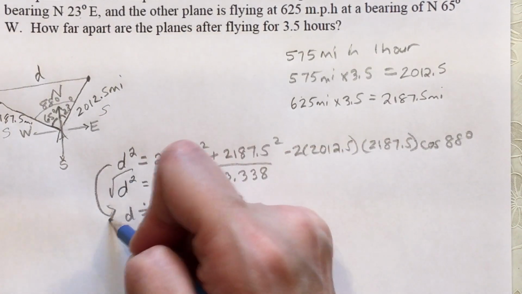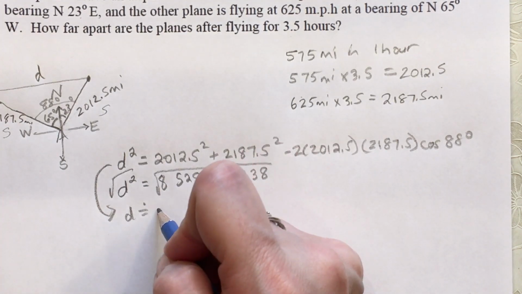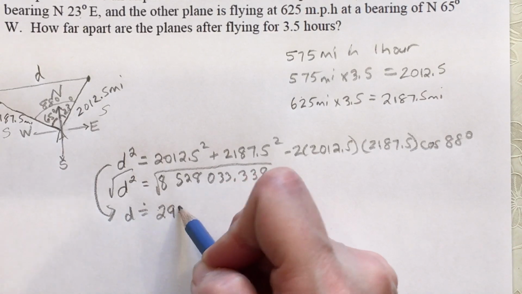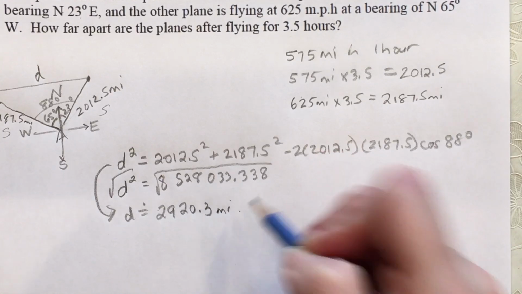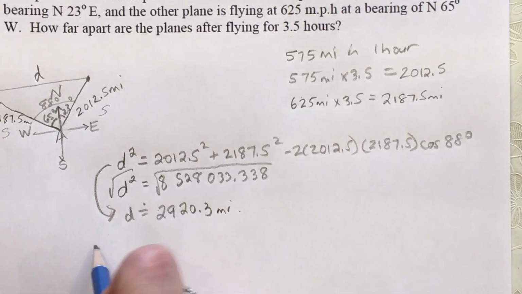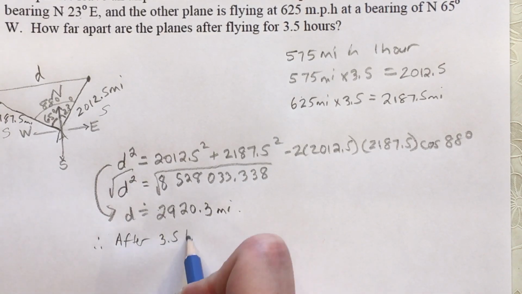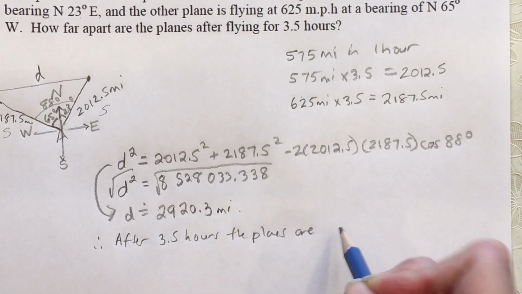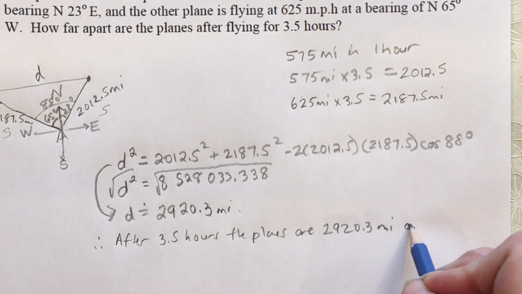And again, you can go straight here if you can. So square root of that is 2,920, and it says how far apart are the planes. It doesn't say how we have to round here, so I'll round to 1 decimal place. So 2,920.3 miles. Word problem, so let's do therefore after 3.5 hours, the planes are 2,920.3 miles apart.